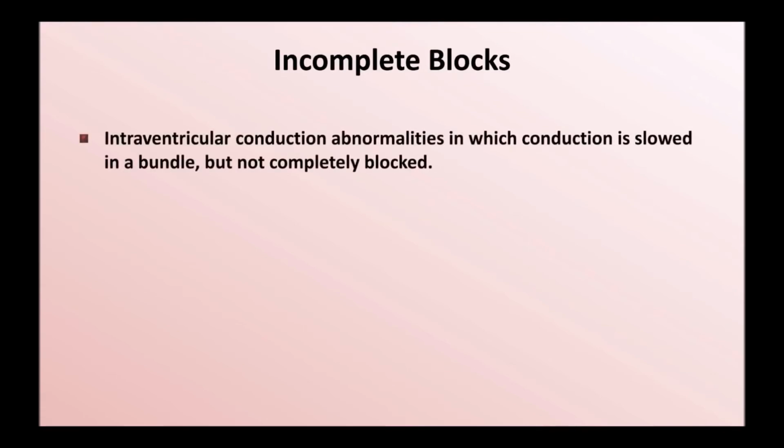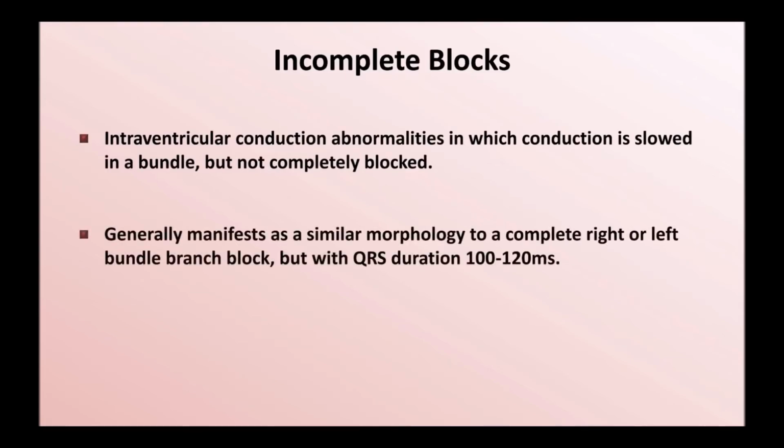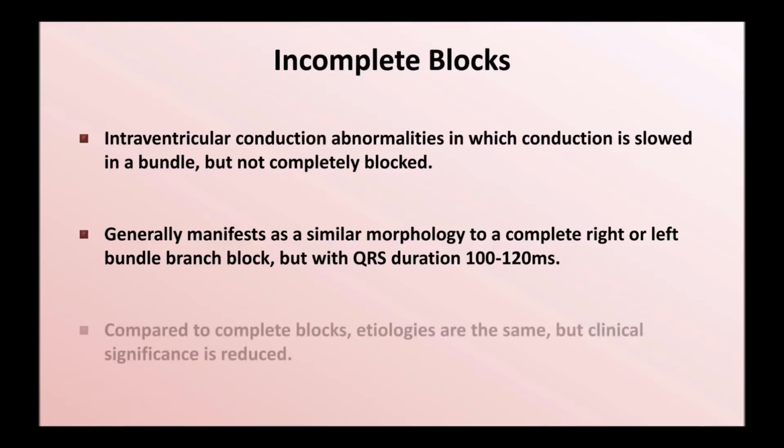What exactly is an incomplete block? An incomplete block is an intraventricular conduction abnormality in which conduction is slowed in a bundle but is not completely blocked. It generally manifests as a similar morphology to a complete block, but with a QRS duration of less than 120 milliseconds, usually in the range of 100 to 120. Compared to complete blocks, the etiologies are generally the same, but clinical significance is reduced. Many patients with incomplete blocks will eventually progress to develop complete blocks over the course of many years.